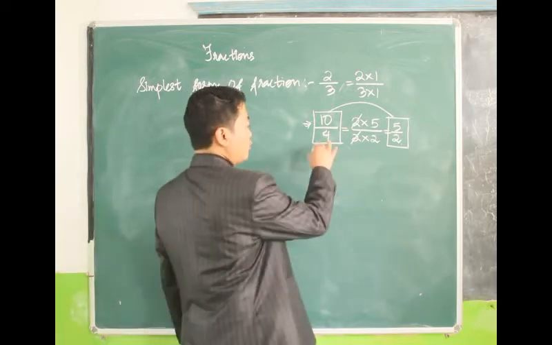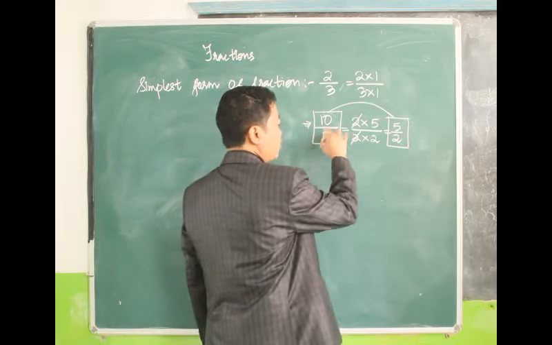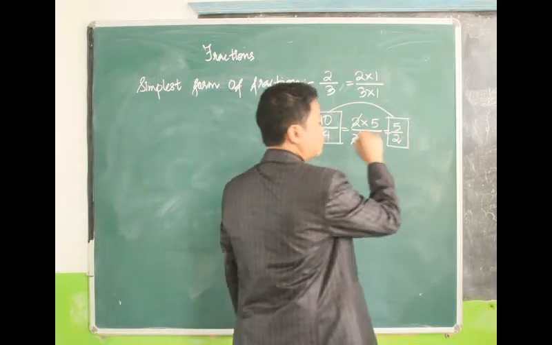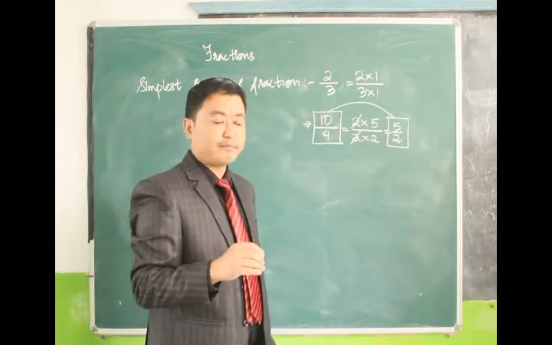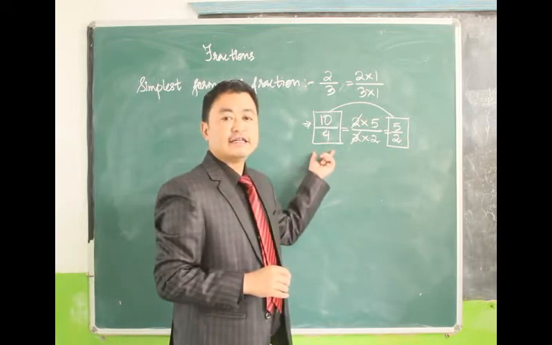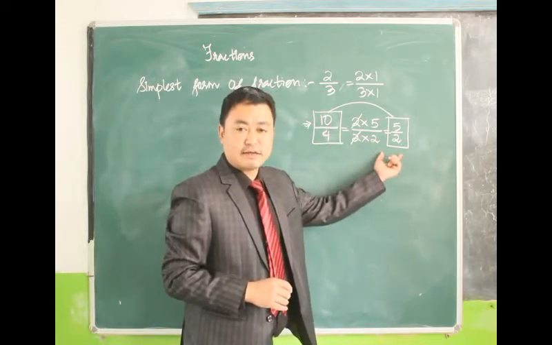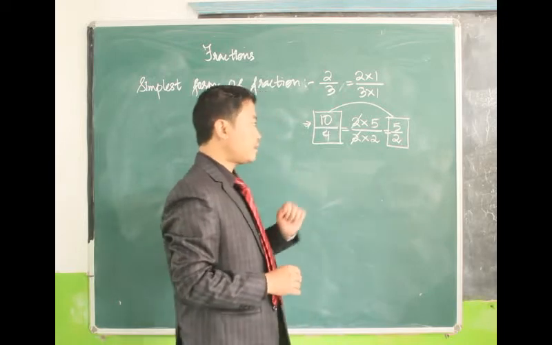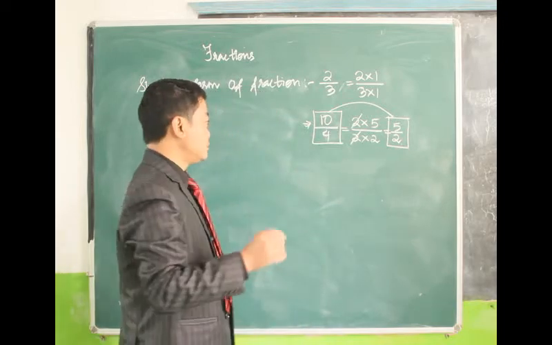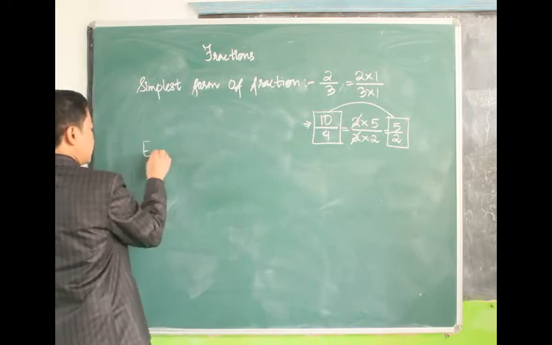Now what we can tell from here is that 10 by 4 can be written as 5 divided by 2. The values are the same. The 10 by 4 fraction is not in its simplest form, whereas 5 by 2 is in its simplest form. So this is what we get to do. Now, coming to the next topic, that is equivalent fraction.